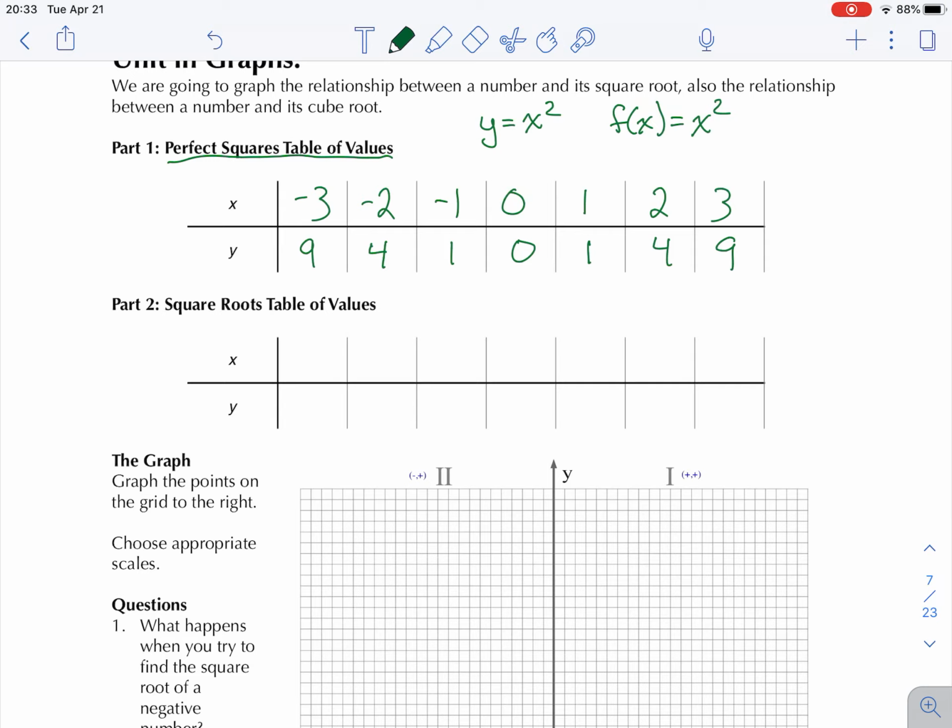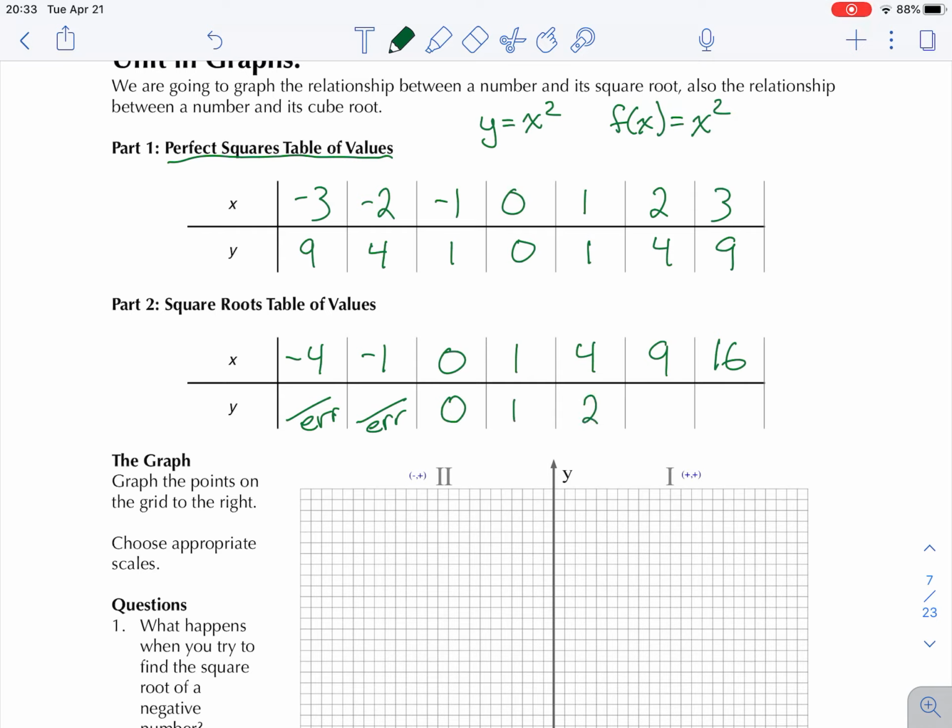All right, our square roots table of values is going to be a little bit different. I'm only going to put in easily square rooted numbers. I'm going to start off with -4, -1, 0, 1, 4, 9, 16. What's the square root of -4? Nothing. It's an error on your calculator. What's the square root of -1? Nothing. It's an error on your calculator.